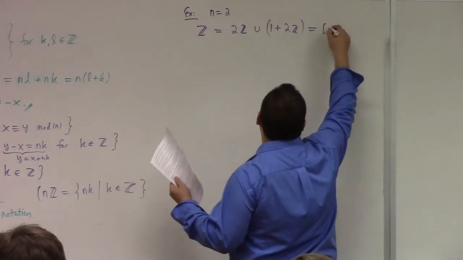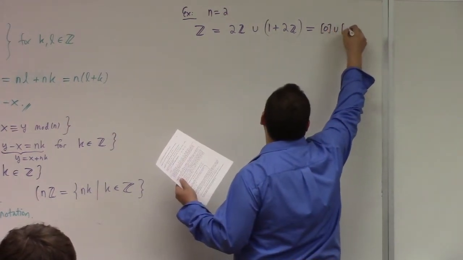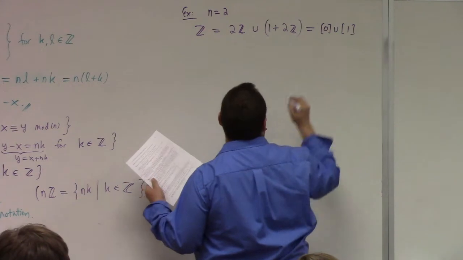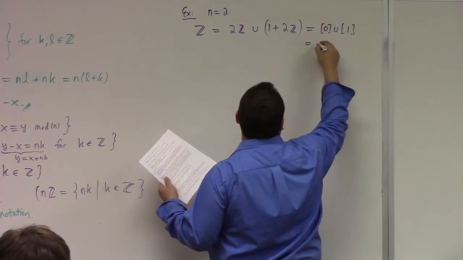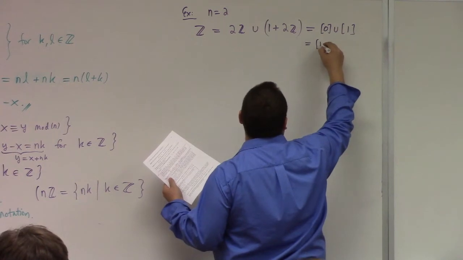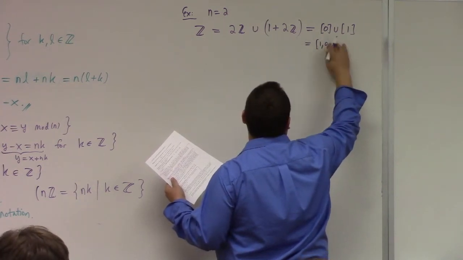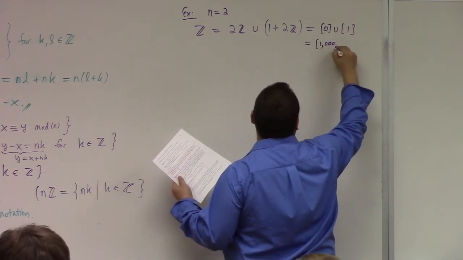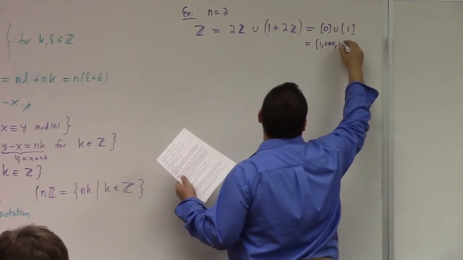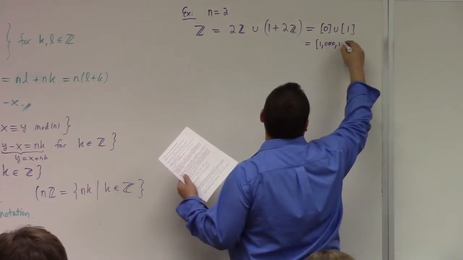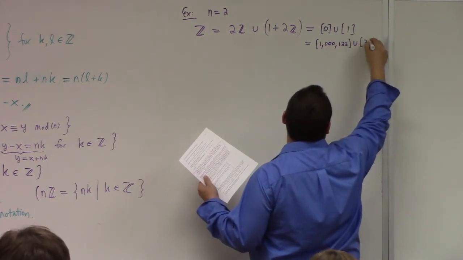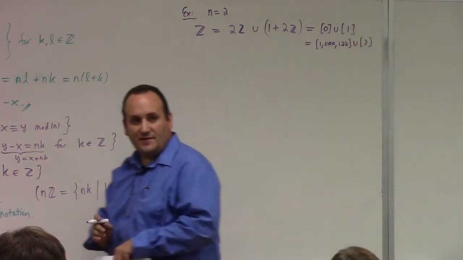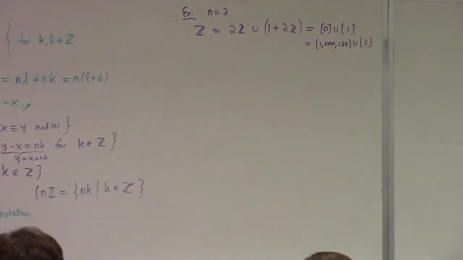The class containing 0, union the class containing 1. Of course, these are not equal. Not equal. The class containing 1,000,000, 122, and whatever.